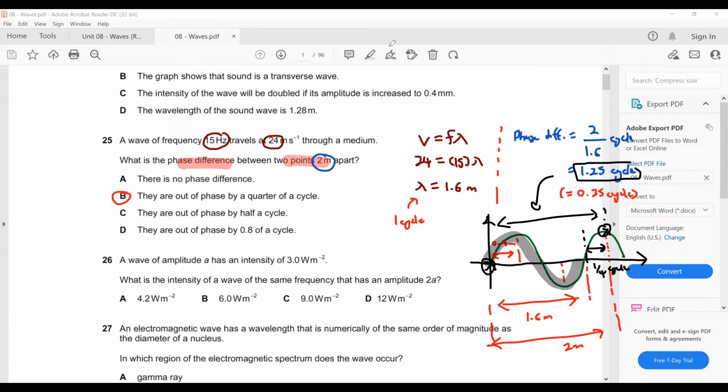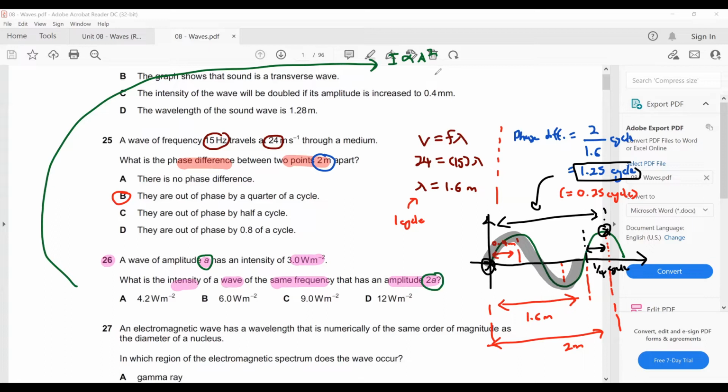Okay, so if this one is okay, then we move on to question 26. You have a wave of amplitude A that has intensity of 3 watts per meter squared. What is the intensity of a wave of the same frequency that has an amplitude of 2A? So again, this one, you can make use of what I just mentioned to you. You can have I is proportional to amplitude square. All right. So amplitude A, amplitude 2A.